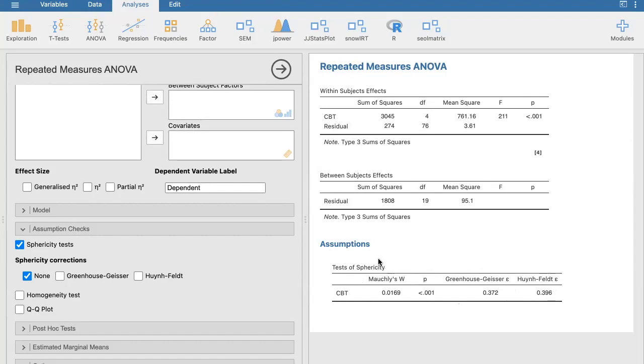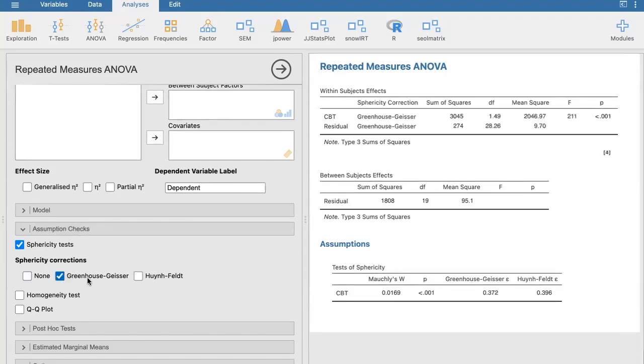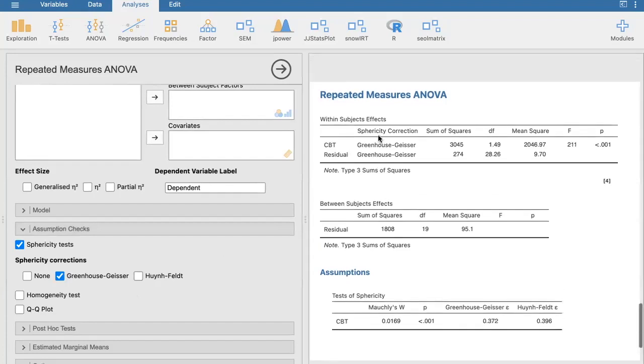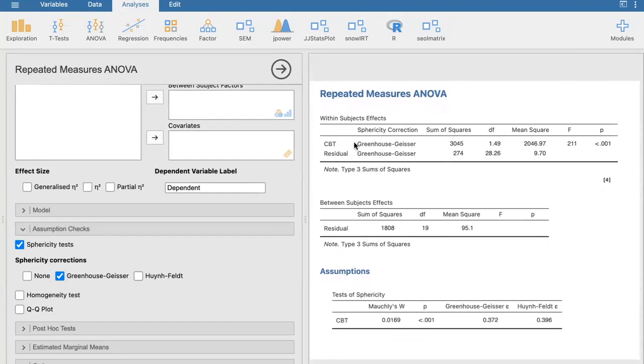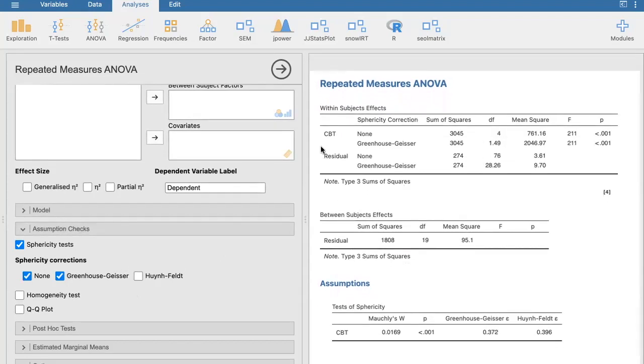Now, sphericity assumption is violated. So for sphericity corrections, I'm going to deselect this, and then I'm going to click on Greenhouse-Geisser. So Greenhouse-Geisser is usually done to make a slight correction. And when I click on this, you can see here, they have added the sphericity correction here, Greenhouse-Geisser. And based on this, they have done a slight correction. So if you click on this none button, you will have your normal output as well.